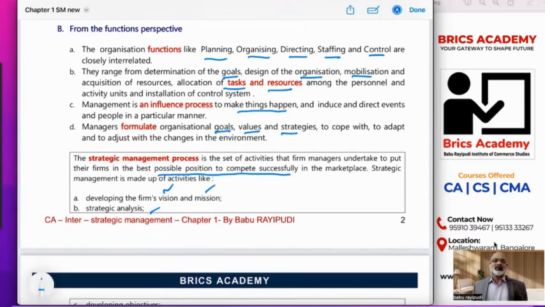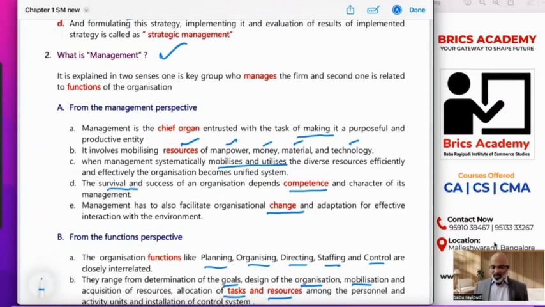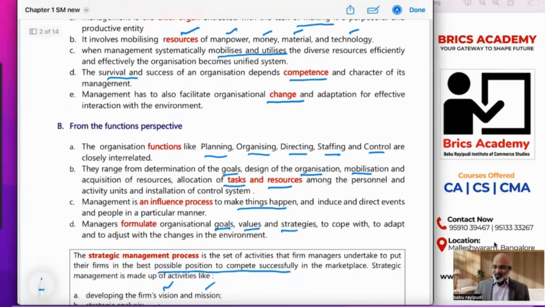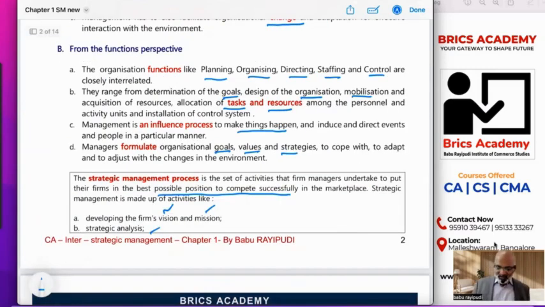Okay, so what is management? Management is all about mobilizing resources. See here carefully. B point, management is all about utilizing resources. Management is all about bringing changes. And the survival and success of the organization is always dependent on management only. From the functions perspective, management plans, organizes, directs, staffs, etc. Management provides goals, designs structures, roles, responsibilities, so on and so forth. Understood?